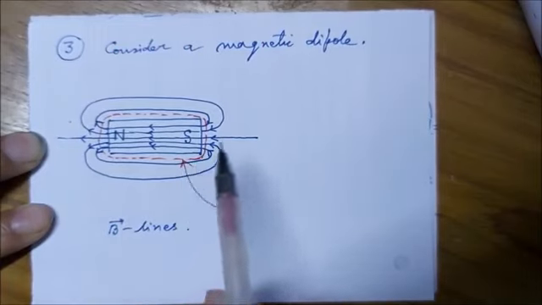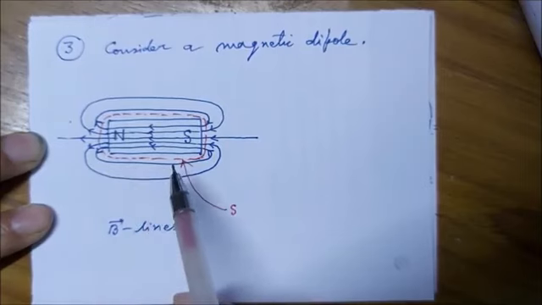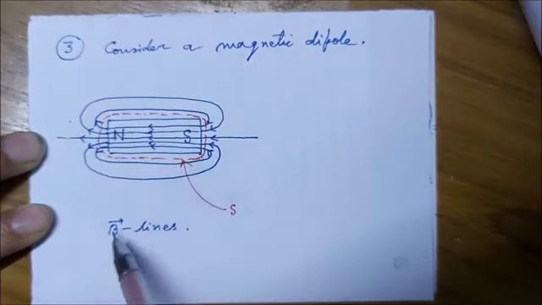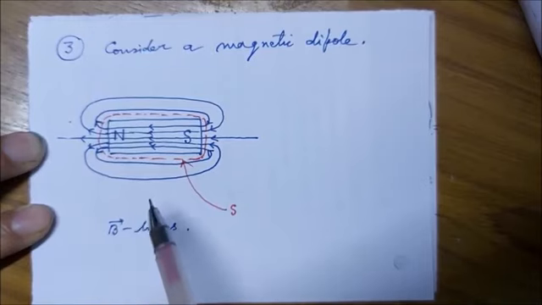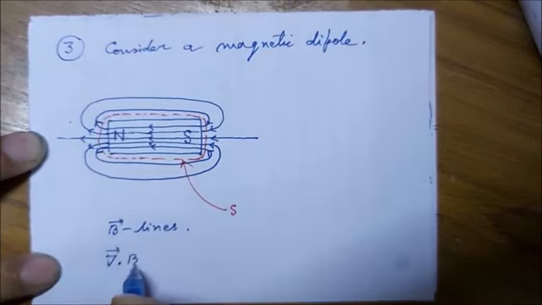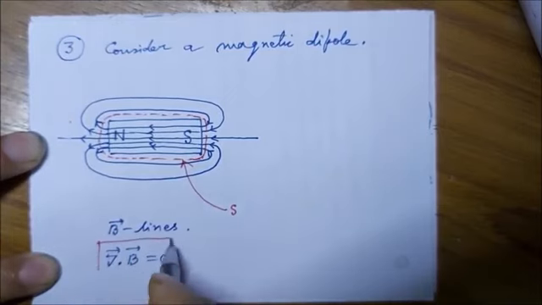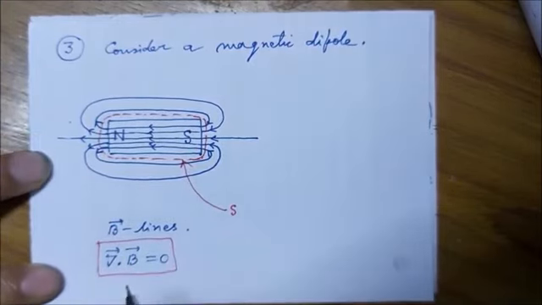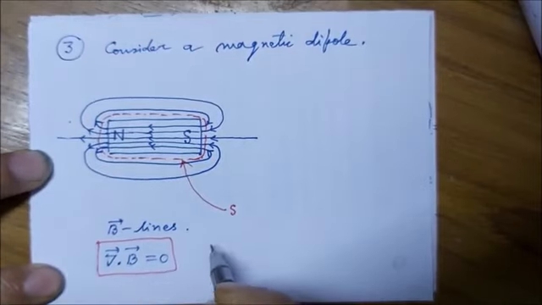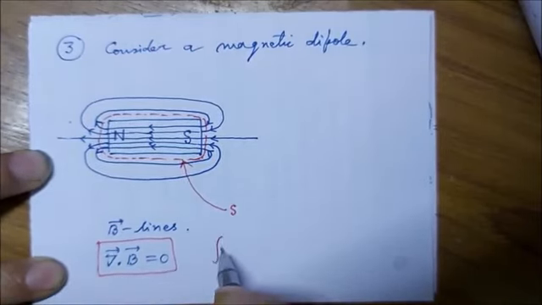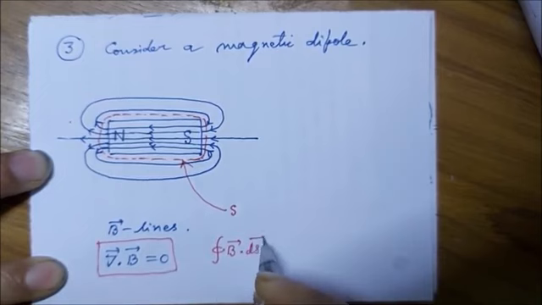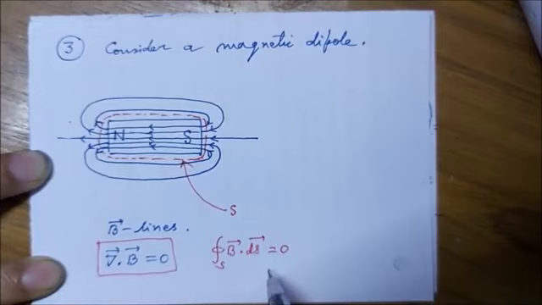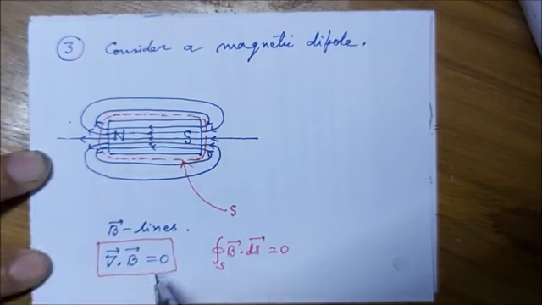In other words, there is no net divergence, no net convergence. So the B field will be a solenoidal field, so divergence B will be 0. And from the definition of divergence, it clearly follows that the flux of vector B over a closed surface S will be 0, which is Gauss law of magnetostatics, and this is Maxwell's second equation of electrodynamics.